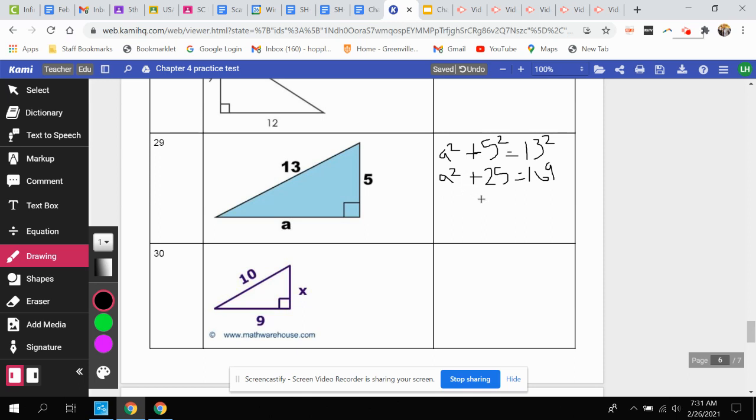So to get a squared by itself, I want to subtract this 25 from both sides. So a squared equals 144. Not done yet because I need to know what a is, not a squared. So to undo a square, we need to square root both sides. So a equals the square root of 144. And the square root of 144 is 12. So set up question 30 very similar to the way you would set up question 29.